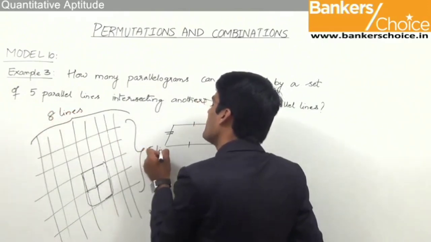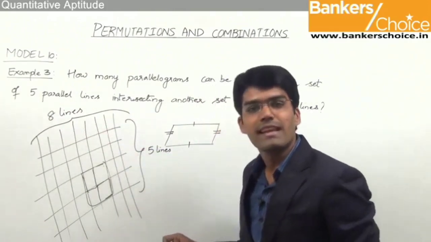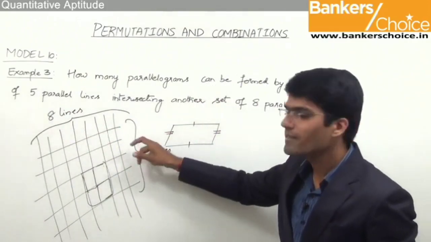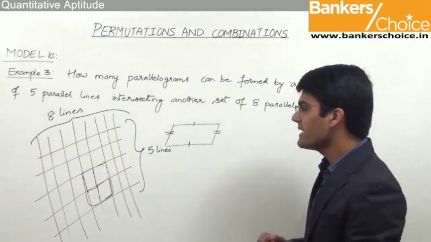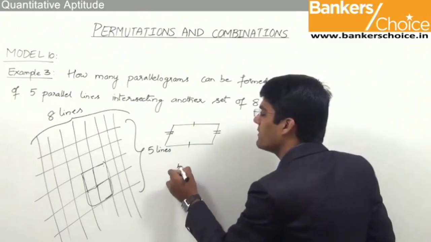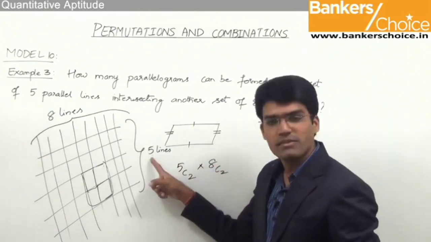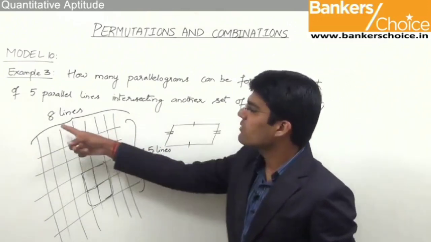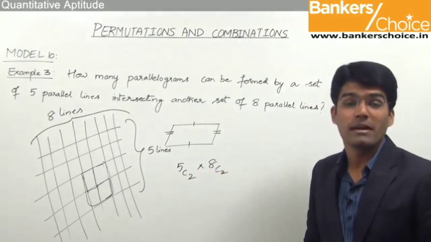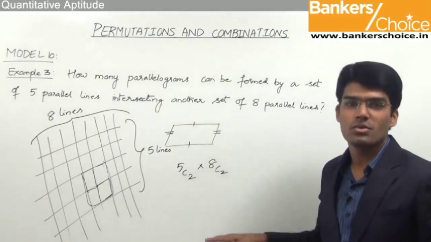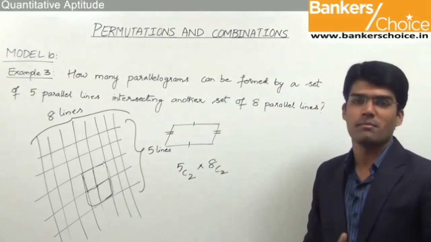Now to form a parallelogram we need to select 2 lines out of these 5 lines and 2 more lines out of the remaining 8 lines. So any 2 lines out of these 5 and any 2 lines out of these 8 parallel lines will result in a parallelogram. So we can say that the number of parallelograms that can be formed here will be equal to 5C2 into 8C2. That is selection of 2 lines out of these 5 parallel lines and selection of 2 lines out of the given 8 parallel lines. And we are going for multiplication because of the principle of multiplication. We are doing both the actions together. So hence we need to multiply these two. So 5C2 into 8C2 will give us the number of parallelograms.